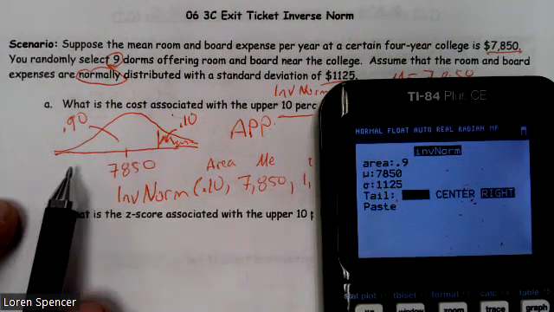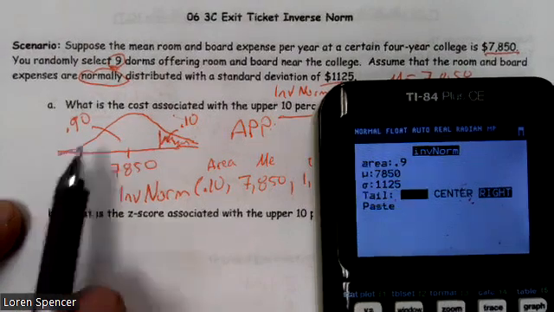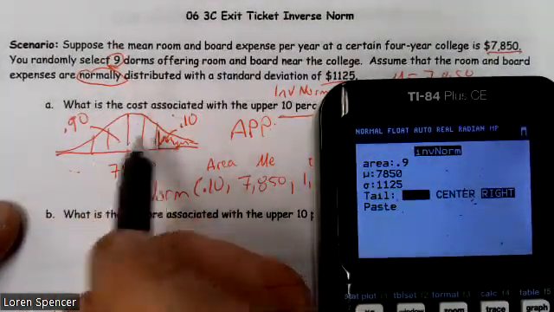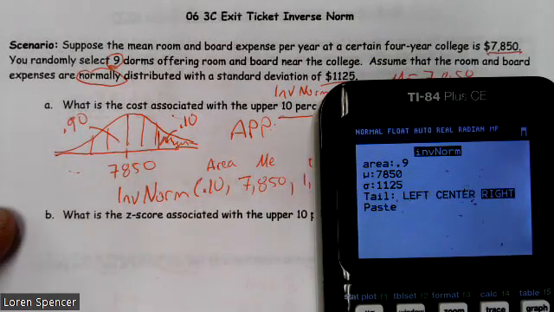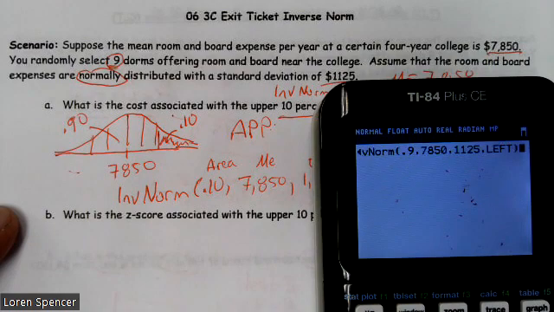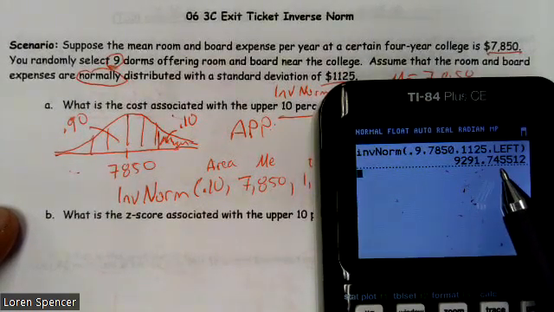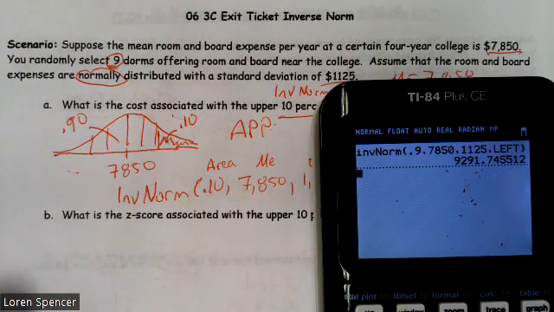And all calculators will at least do it from the left. And from the left, we're talking about, hey, we wanted to know what this area is right here. Well, it's 0.9. We're coming from the left. And you're going to see that we're going to get the exact same value, $9,291.75. Okay? All right.